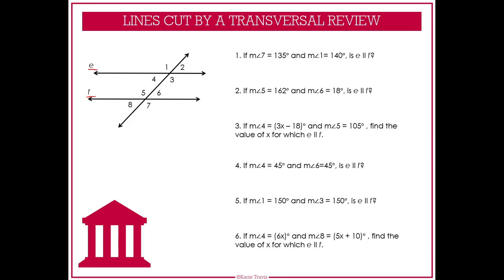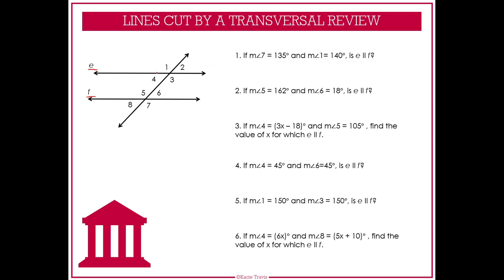If two lines are parallel, the angles that should be the same are the same, and the angles that should add up to 180 add up to 180. Let's go through and do some quick review. Our first one says if the measure of angle 7 is 135 and the measure for angle 1 is 140, are these two lines parallel?